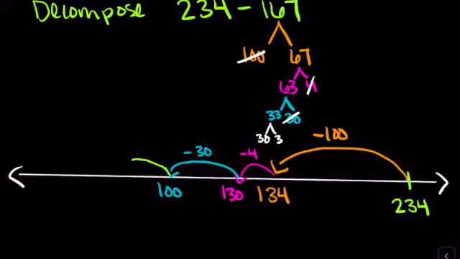So I'm going to go minus 30 again, which is going to get me to 70. I did the 30. And now I'm going to take away that last 3. Minus 3. 70 minus 3 is 67.